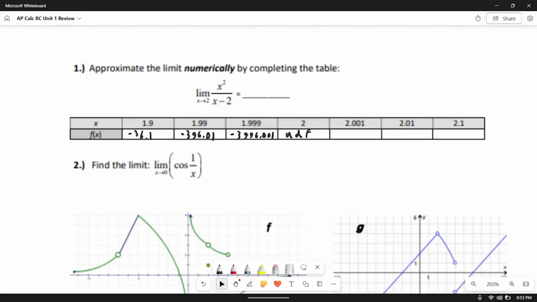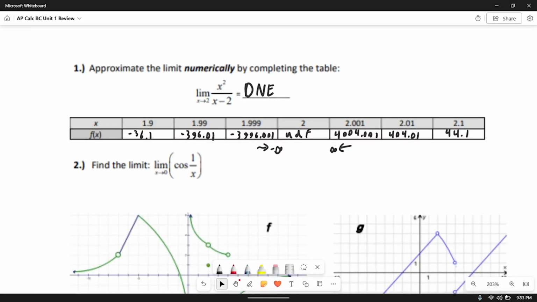So let me do the same thing and plug in 2.1, and we get 44.1. And then let's do 2.01, and we're at 404.01. And now let's plug in 2.001, and we get 4004.001. So now it looks like it's approaching positive infinity from this side, and it's approaching negative infinity from this side. So that means the limit does not exist, because it approaches two different values.